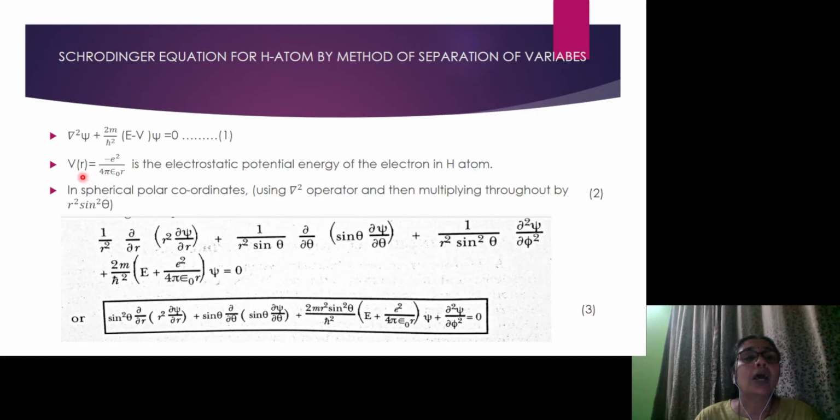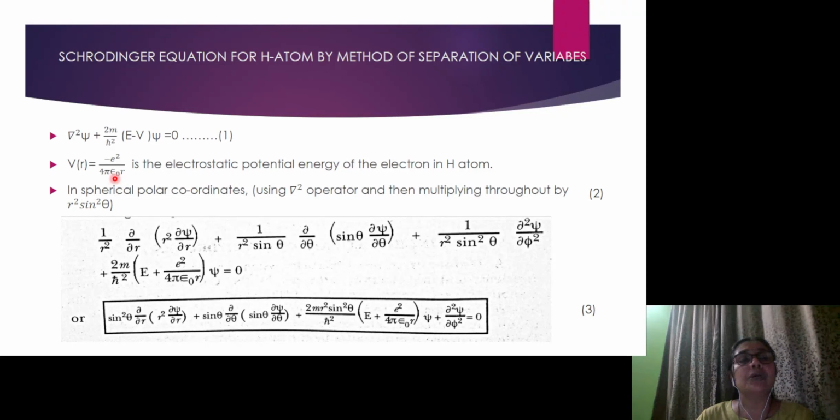So the potential energy of the electron revolving around the nucleus in hydrogen atom is a function of the radial distance from the nucleus. So it is a function of r. Small e is the charge on the electron and r is the radial distance of the electron from the nucleus. Epsilon 0 is the permittivity of free space.